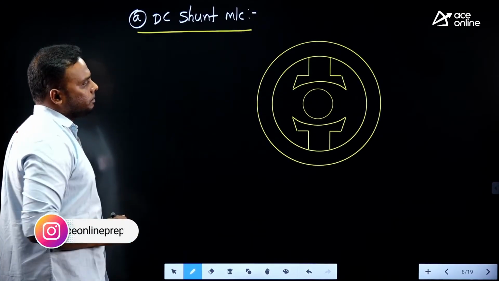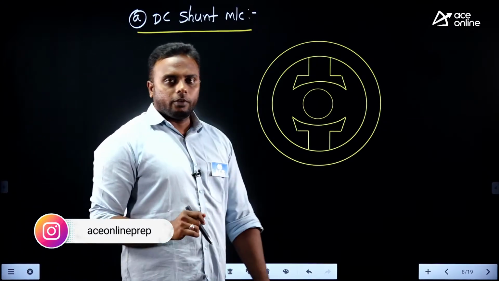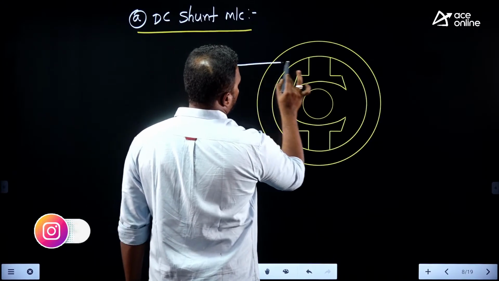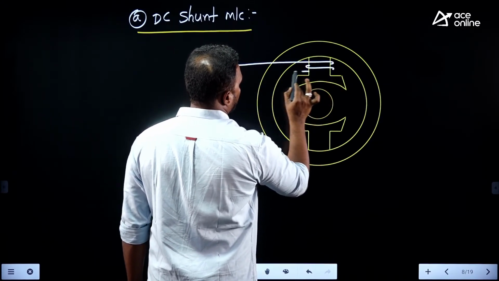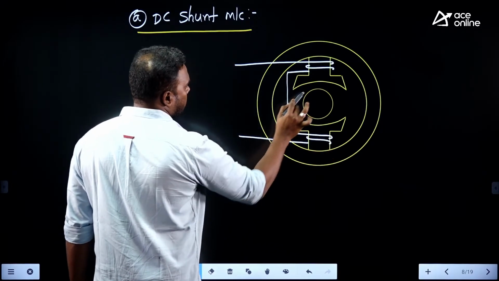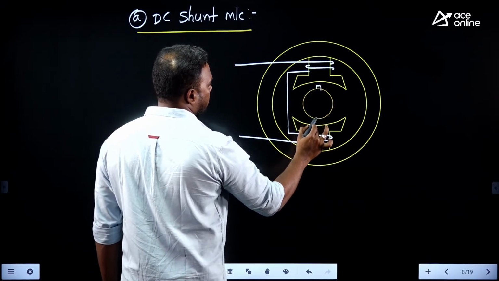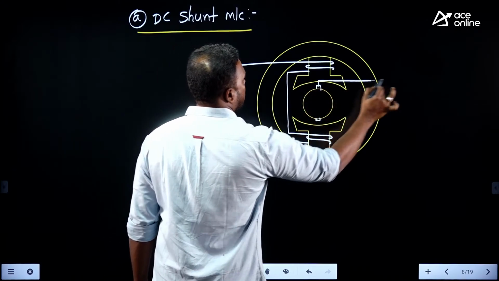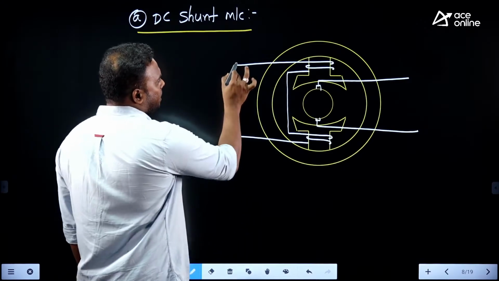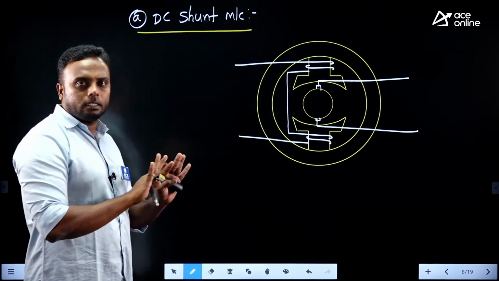DC shunt machine. Now, how we excite the field winding in the case of a shunt machine: observe here. Same procedure, the field winding on the poles. Previously we excited it with a separate voltage source. Now see what happened. Previously we had a separate voltage source here, and both the windings are isolated.